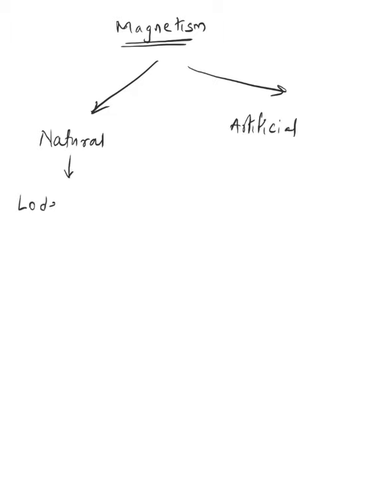So there are two types of magnets you must be knowing: natural magnets and artificial magnets. So what are natural magnets? These are magnets that occur naturally in nature. That's why they're called natural magnets. This type of magnet is called lodestone. It's basically a type of stone which is called a lodestone, and it behaves like a natural magnet.